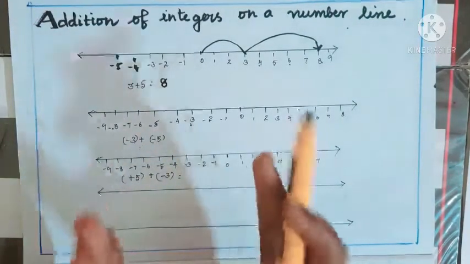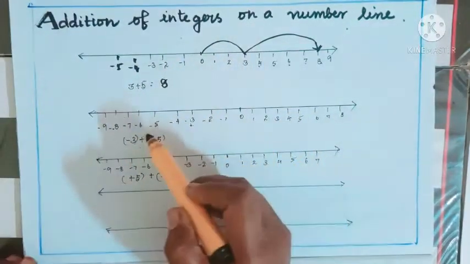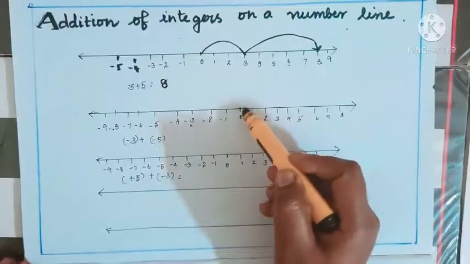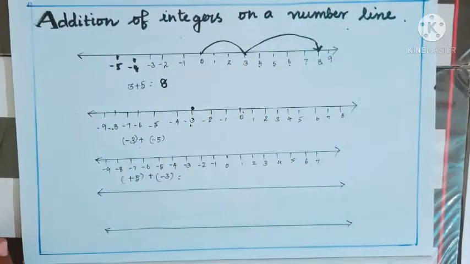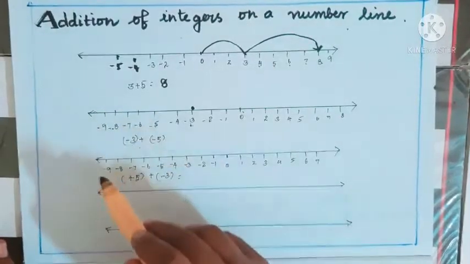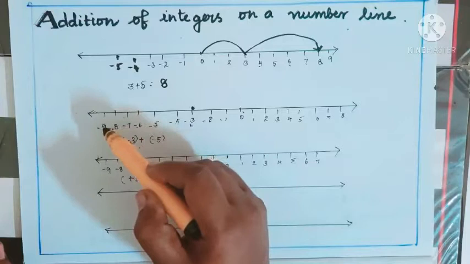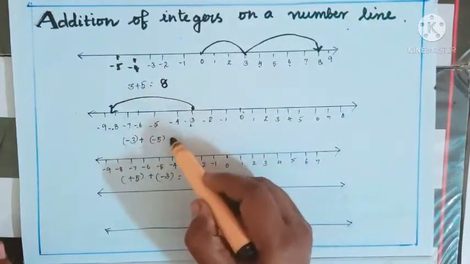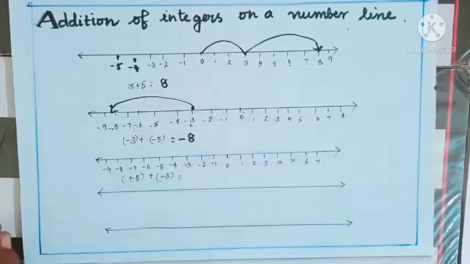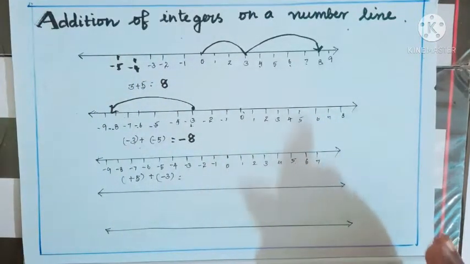Fine. Now, the next one is -3 plus -5. You know that when the negative symbol is given, you move towards the left side of the number line. So from 0 to -3, I'm standing here at -3. I have to move 5 more: 1, 2, 3, 4, 5. So the answer is -8. Is it clear? So positive, you move towards your right side, and negative, you move towards your left side.